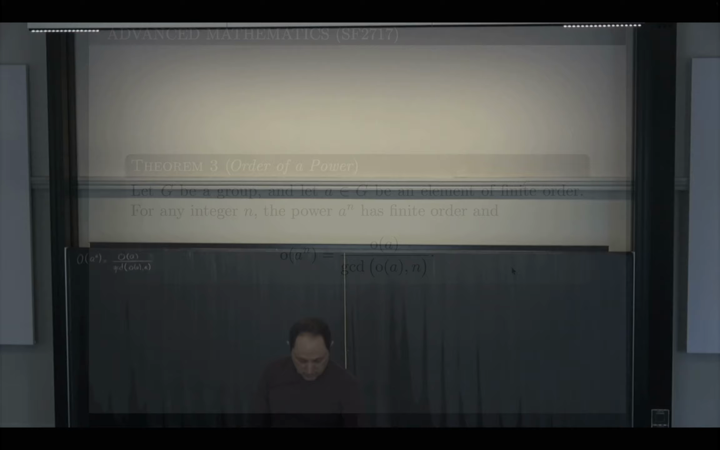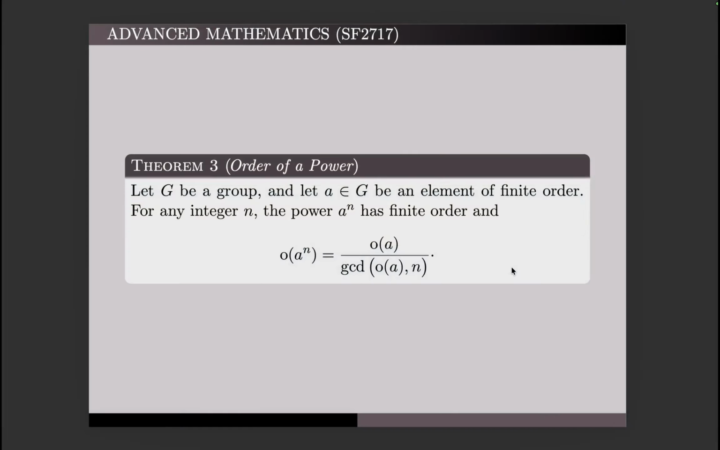Okay, so let us start the second part. This is also a problem in your book, but I think it is useful for the next part we want to do. It's good to have it in mind. Let G be a group, and let A belong to G be an element of finite order. For any integer n, the power A to the n has finite order, and the order of A to the power n follows this formula.